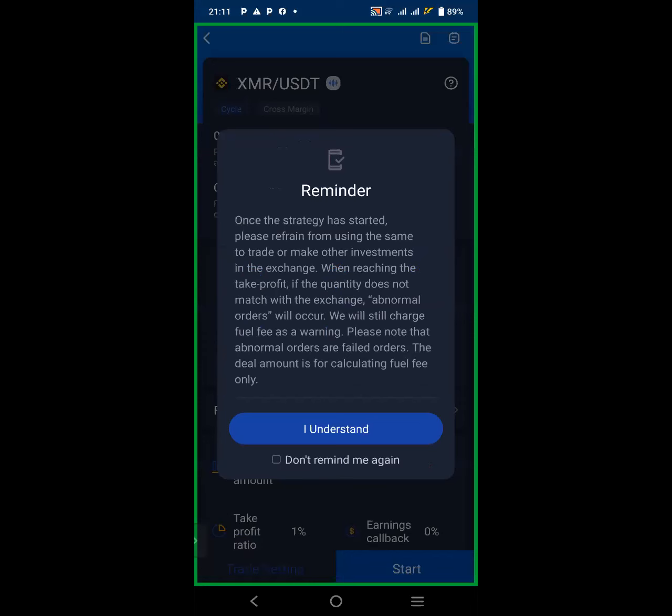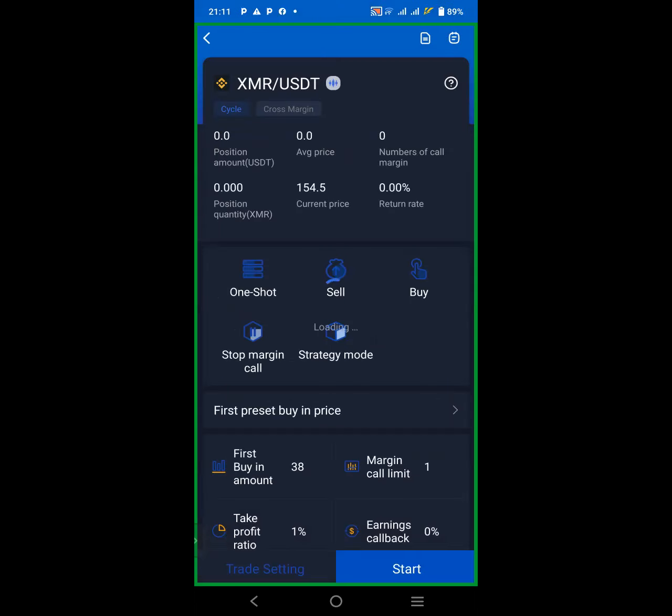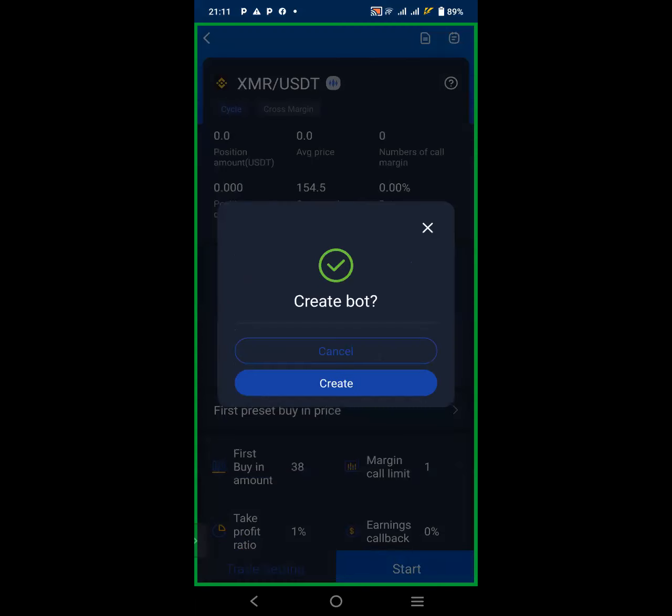That reminder, ladies and gentlemen, is for you not to go inside your exchange on the spot wallet and be touching that particular position, opening it and doing those kind of stuff. Please don't do that, because that might interrupt the robot from executing the trade. Now, click create.